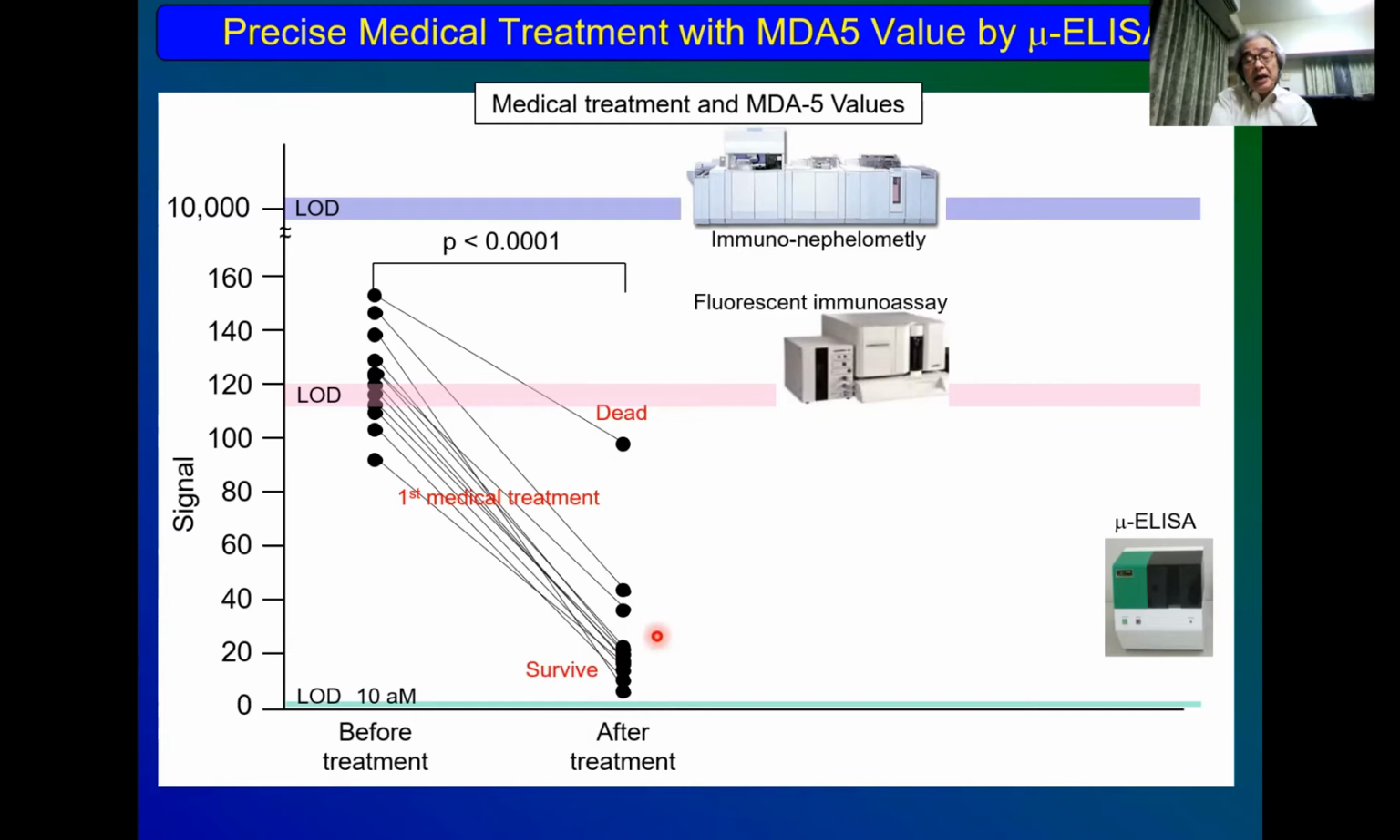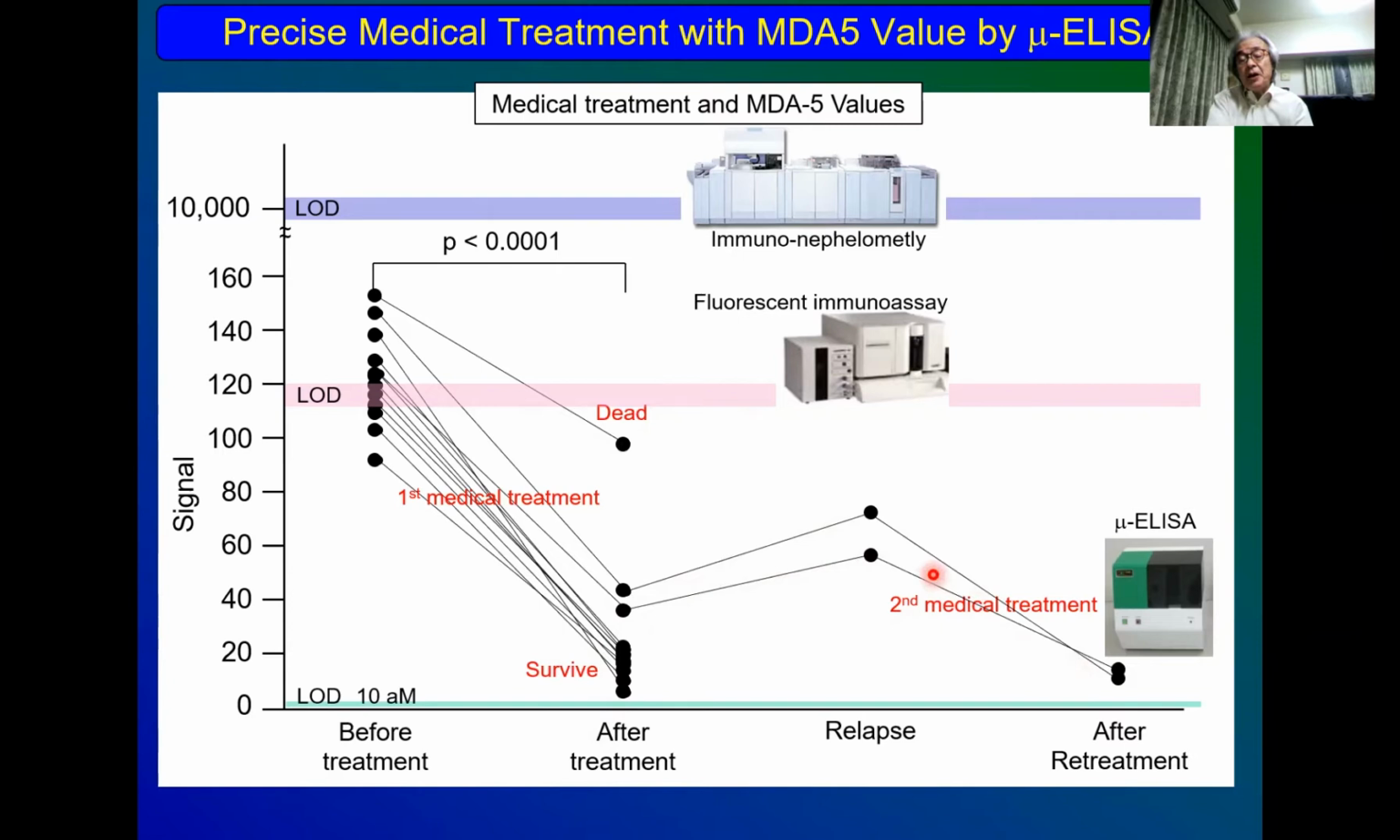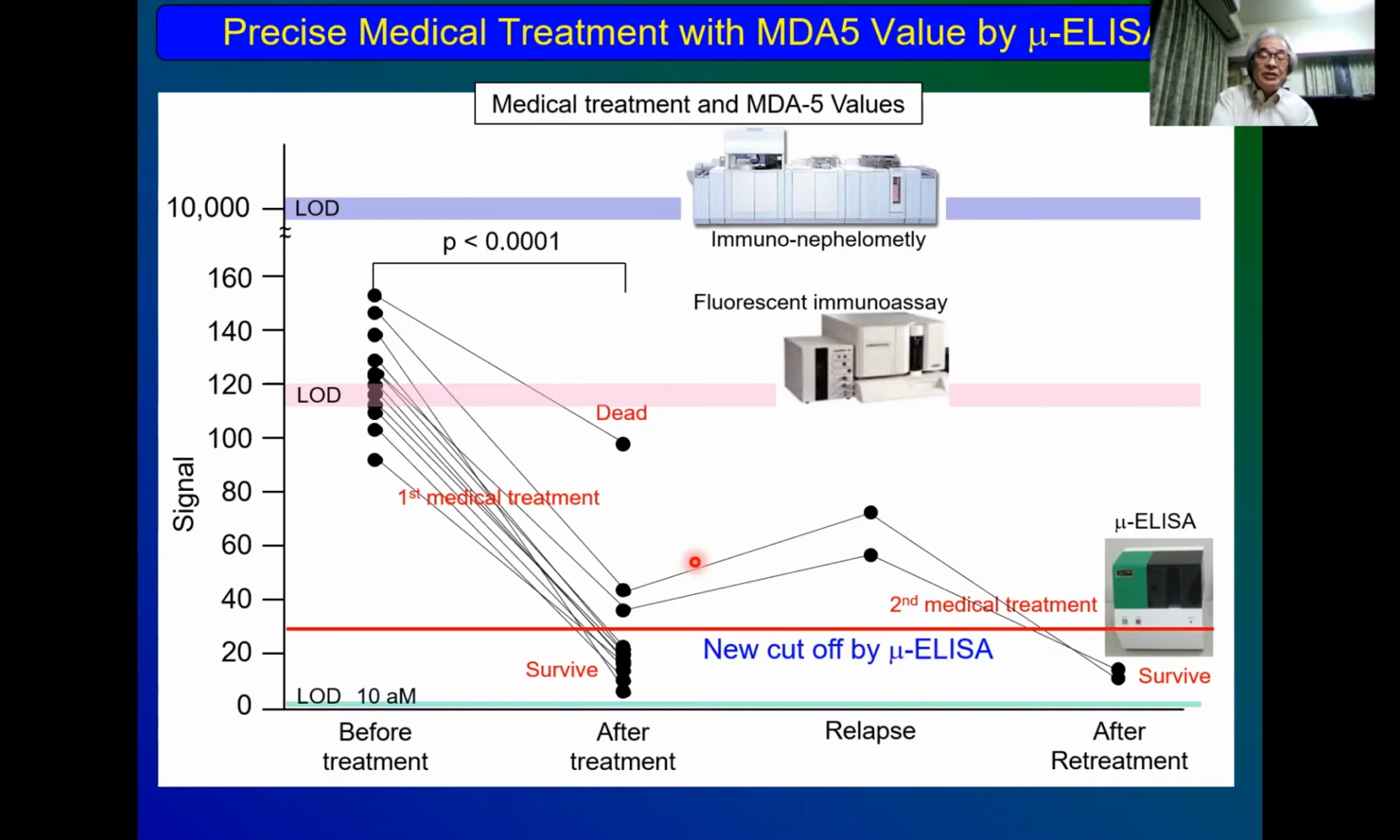And then we monitored the MDR5. In this way, the MDR5 increased again. Then some of our collaborators gave the second medical treatment, immunosuppressant treatment. And fortunately, in some of them the MDR5 decreased like that. So in this way, this is a new cutoff line for this disease.